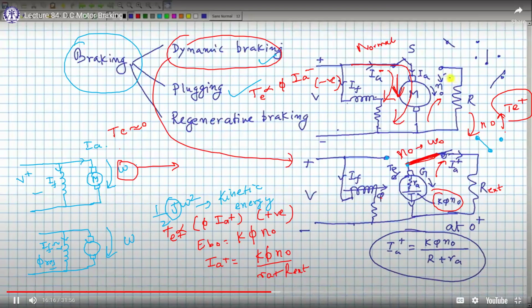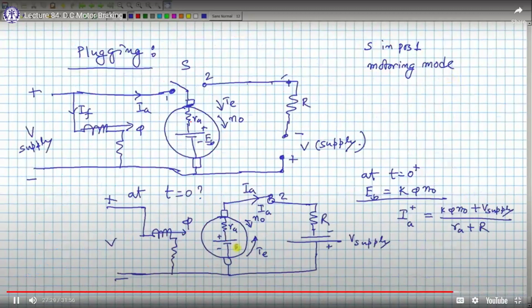Now if you want an even greater rate of decrease of speed, we go to another method which is called plugging. In plugging, we connect along with this R external a voltage supply in this direction. Because it is in this direction, when we want to stop this motor from rotating, we move the switch from there to here.